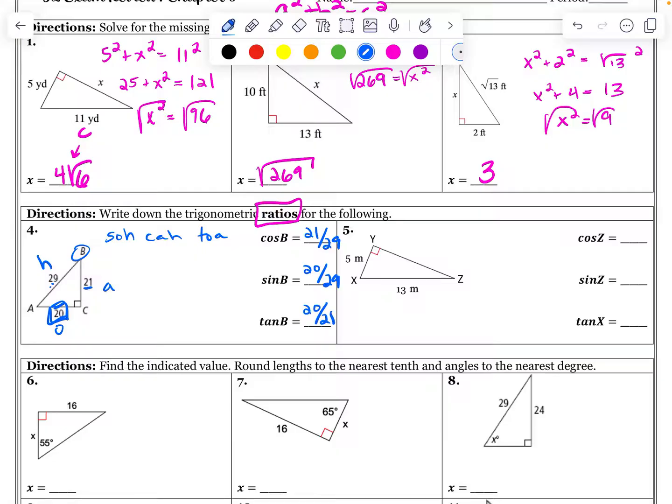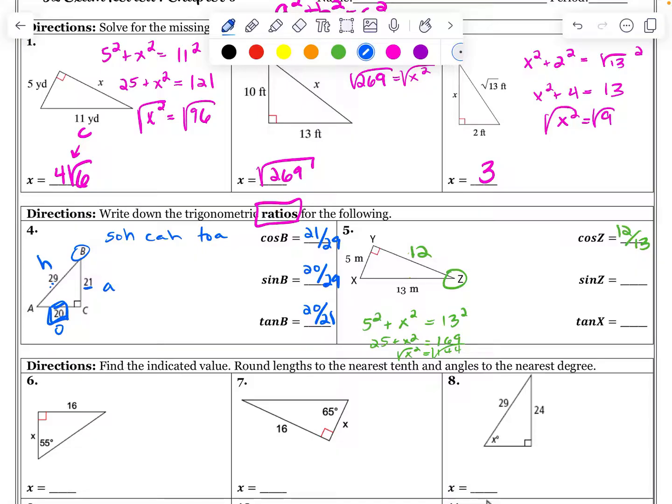All right, here we've got the cosine of z. I don't know what this number is yet, over 13. So I have to figure out what that number is, but I have 2 sides, so I can use the Pythagorean theorem. 5 squared plus x squared equals 13 squared. 25 plus x squared equals 169, so x squared equals 144. Square root of that is 12. So it's going to be 12 over 13.